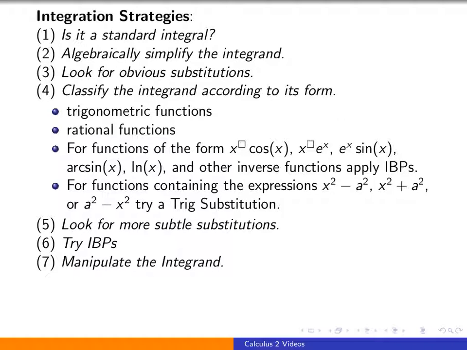Then afterwards, we go into maybe some more subtle things. So if there's not an obvious substitution, is there something more subtle, like a rationalizing substitution? Is there any possible way you can try integration by parts? And are there more advanced ways to manipulate the integrand? So let's go through a few more examples and see if we can develop this mental mindset, at least give you an idea of what I'm thinking as I approach these integrals.